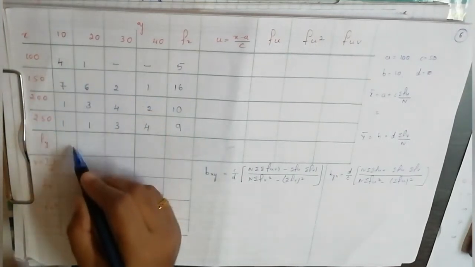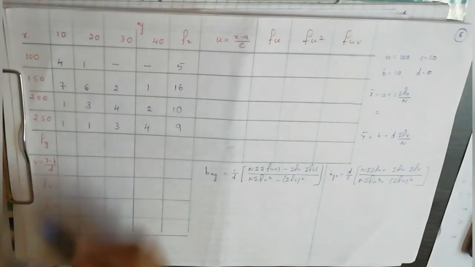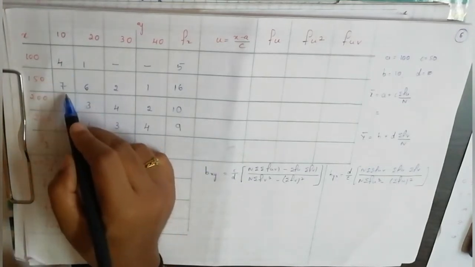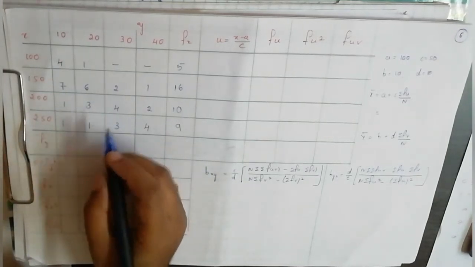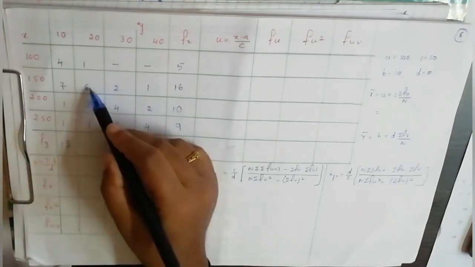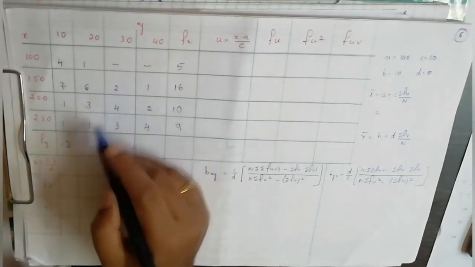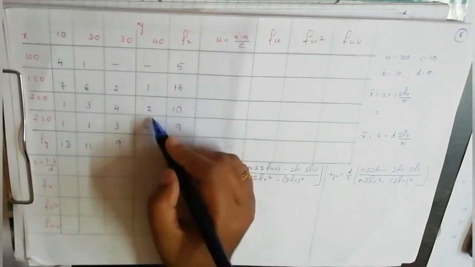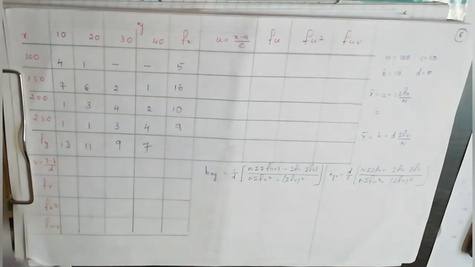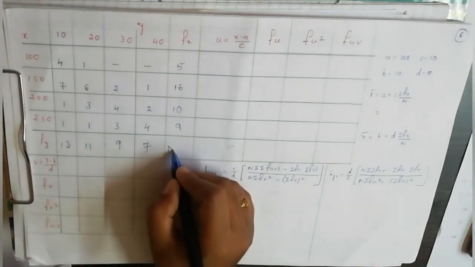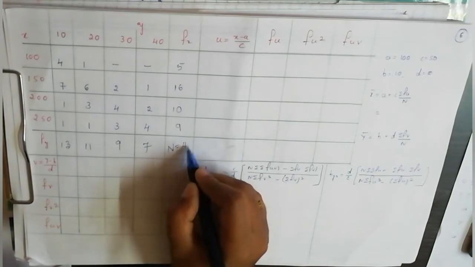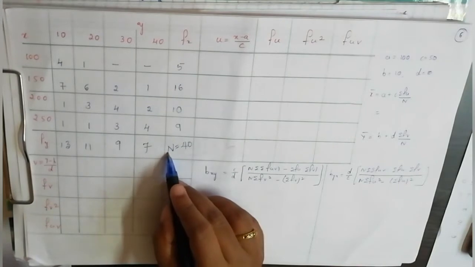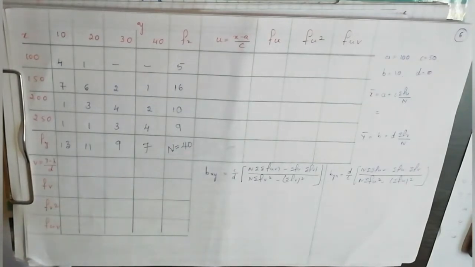Now we need to find fy. Fy is nothing but the column wise frequency we need to add. The values are like this: 4 plus 7 plus 1 plus 1, that gives 13. Here 6 plus 1 is 7, 7 plus 3 is 10, 10 plus 1 is 11. So 2 plus 4 is 6, 6 plus 3 is 9. Here 6 plus 1 is 7. So if we add, we'll get n is equal to 40. That is column wise adding and row wise adding. That total frequency, capital N, is equal to 40.